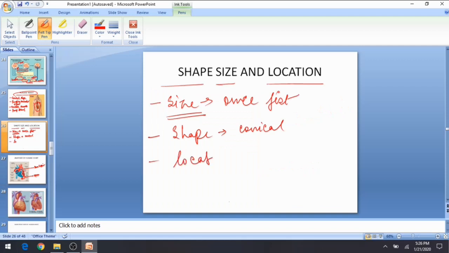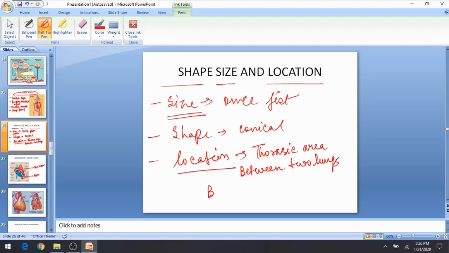Location wise, the heart is basically present in the thoracic area between two lungs, behind the sternum, and due to this it is also known as mediastinum.